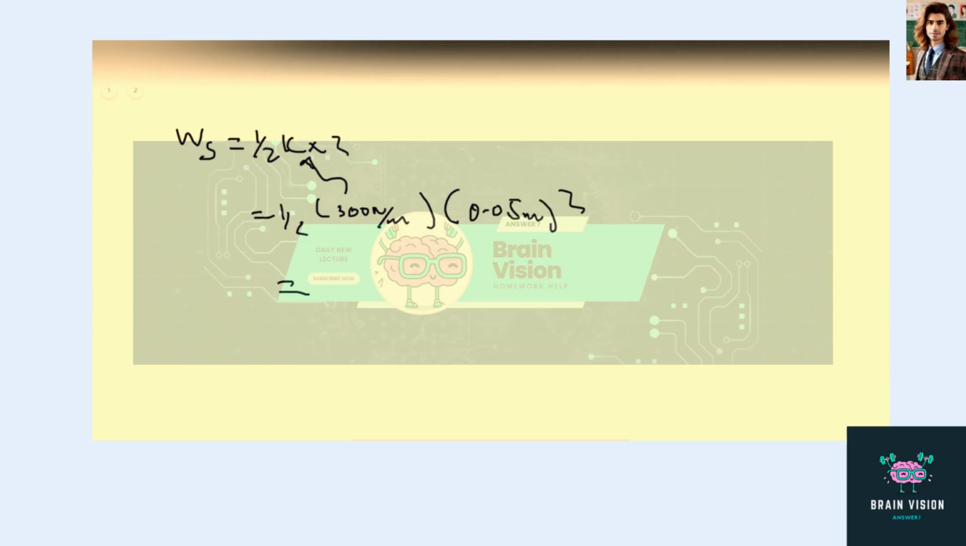And so one of the meters will cancel out with one of the meters there. And so newton meter gives you a joule. And so your final answer is 0.375 joules. That's the energy, the work done in stretching the spring.